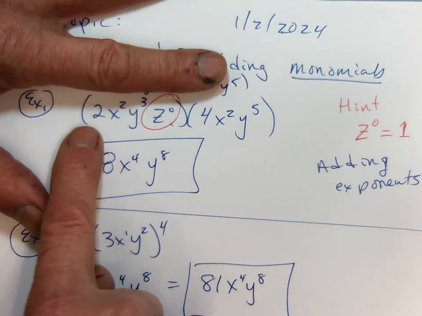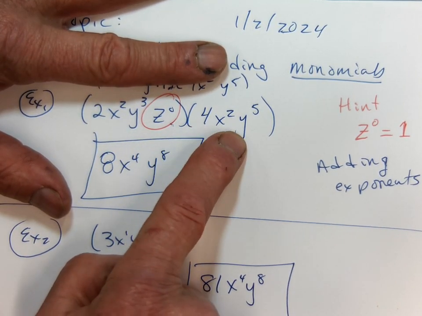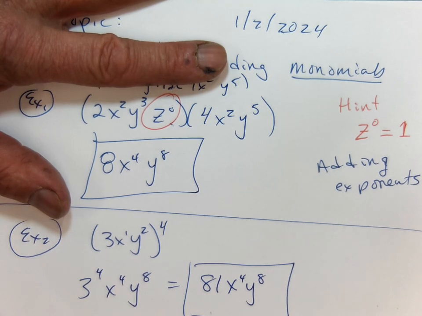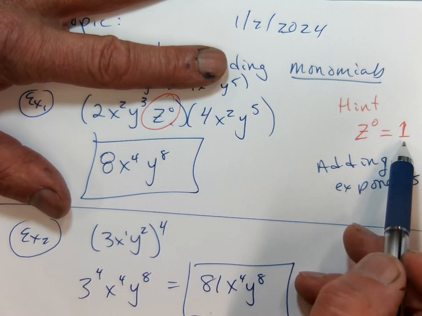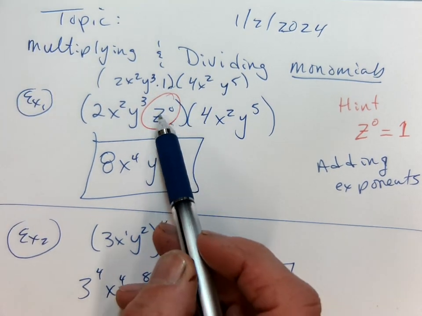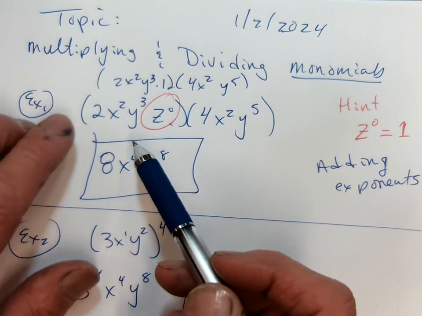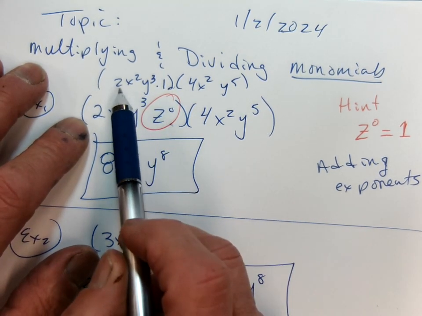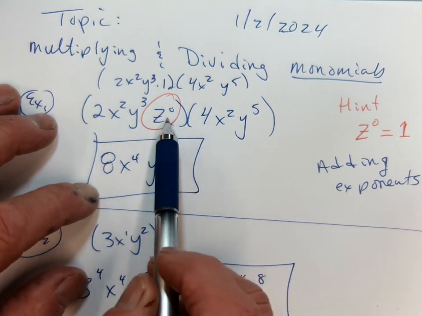I've got a 2x squared y cubed, z to the 0, 4x squared y to the 5th. So the first thing I notice that's important is the z to the 0. Anything to the 0 power is 1. So if I replace the z to the 0 with a 1, then I'm just going to multiply. So now I'm going to multiply my whole numbers first. I'm going to go 2 times 1 times 4 is 8. So multiply your 2 times 4 times 1 is 8.